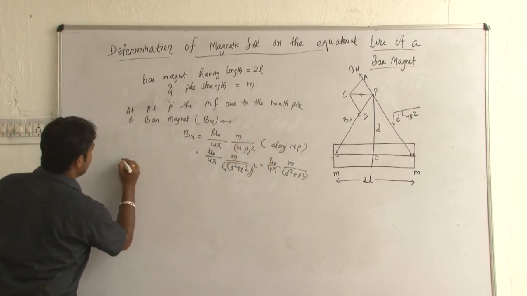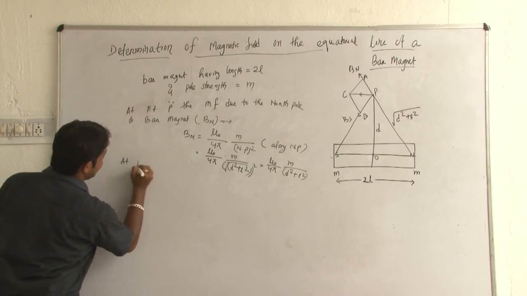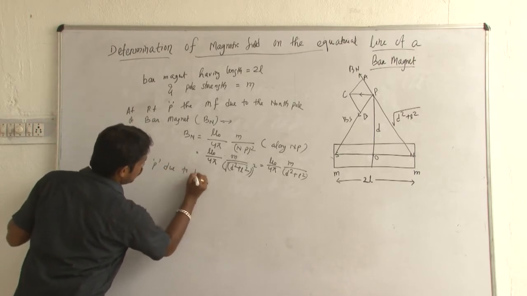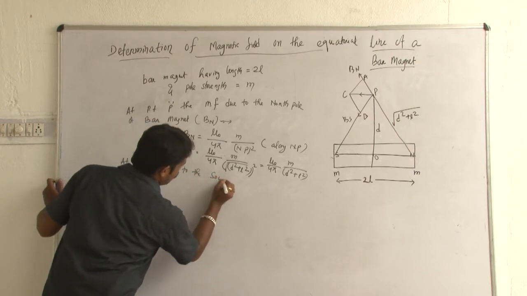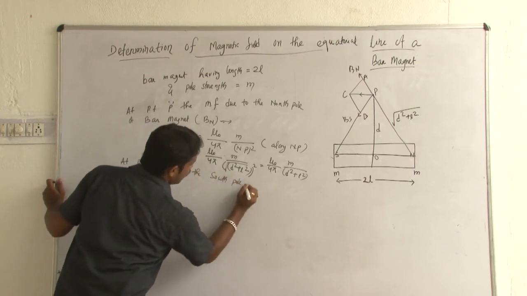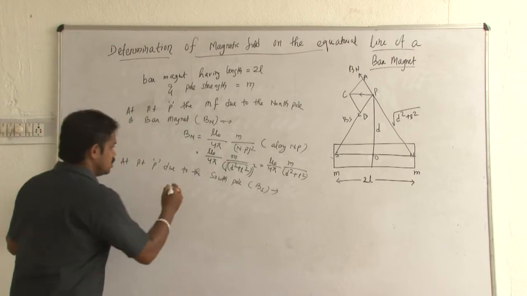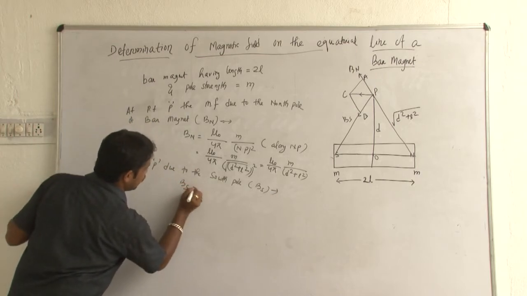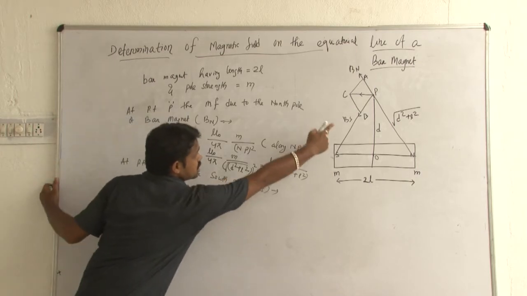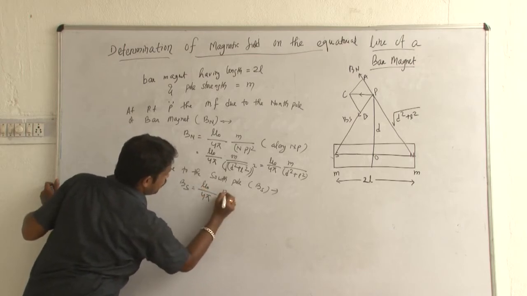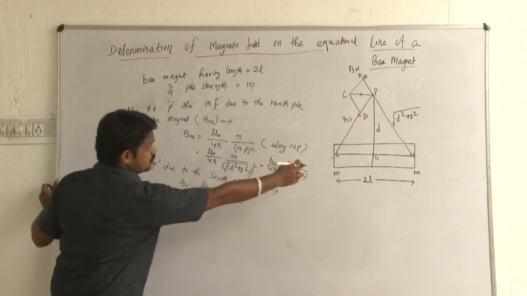Okay, now similarly at point P due to the south pole, I have to find out and I will denote it as Bs. Clear? So Bs is equal to, similarly I can find out, look at here, Bs is equal to mu 0 divided by 4 pi, pole strength divided by the distance between this.